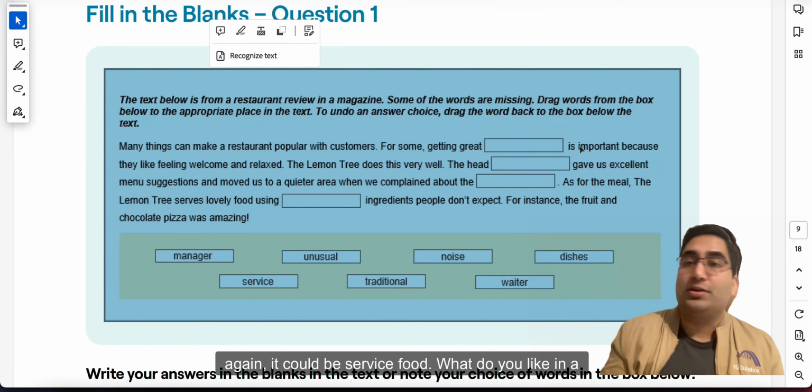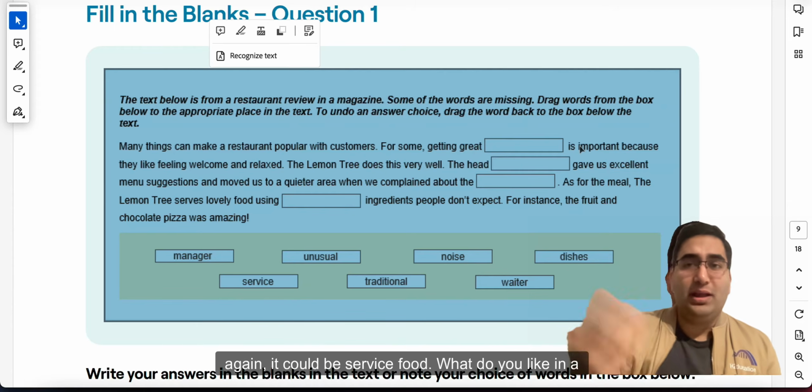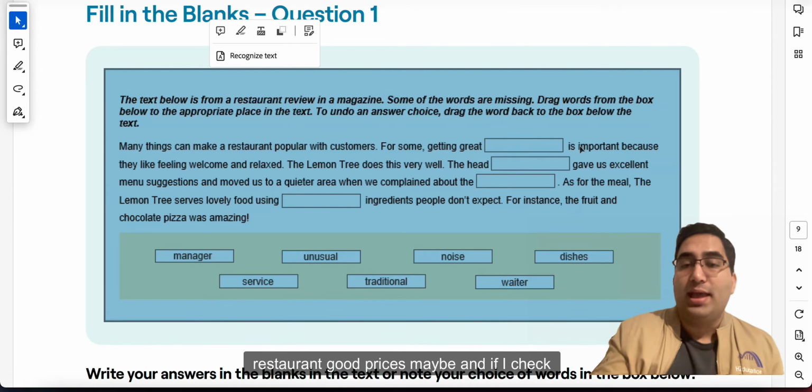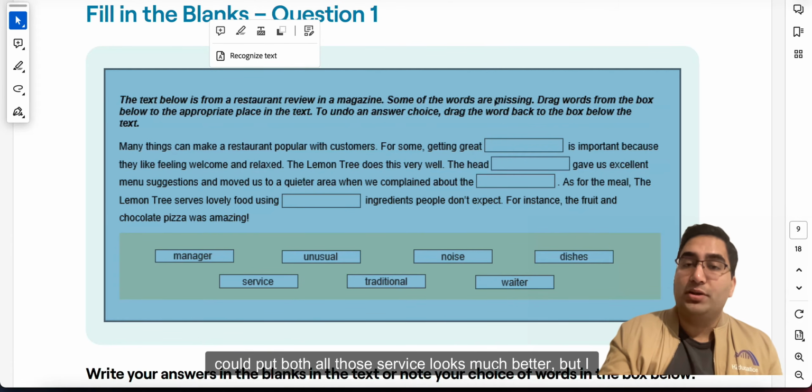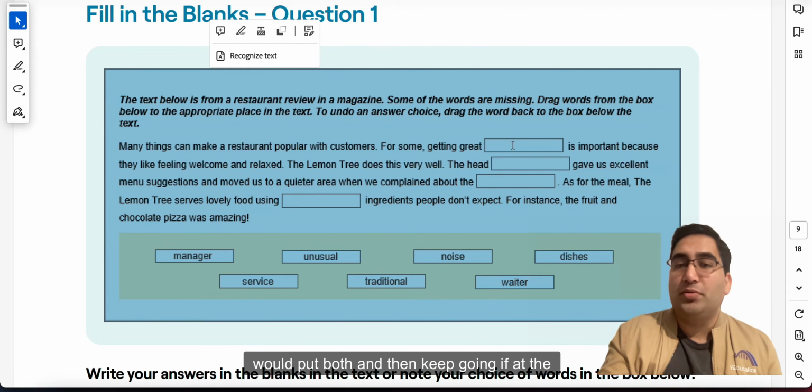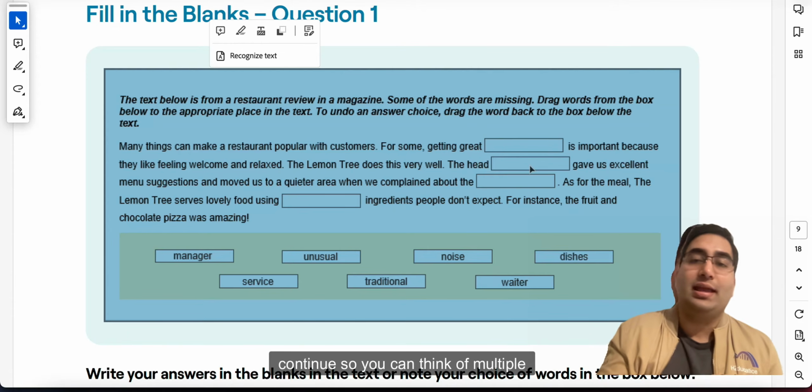Now here, again, it could be service, food. What do you like in a restaurant? Good prices, maybe. And if I check the relevant options here, service is one of them, or dishes would be one of them. So in this case, you could put both, although service looks much better, but I would put both and then keep going. If at the end I feel that nothing else matches, I would put service. But if I could put dishes somewhere else, I would put that and continue.